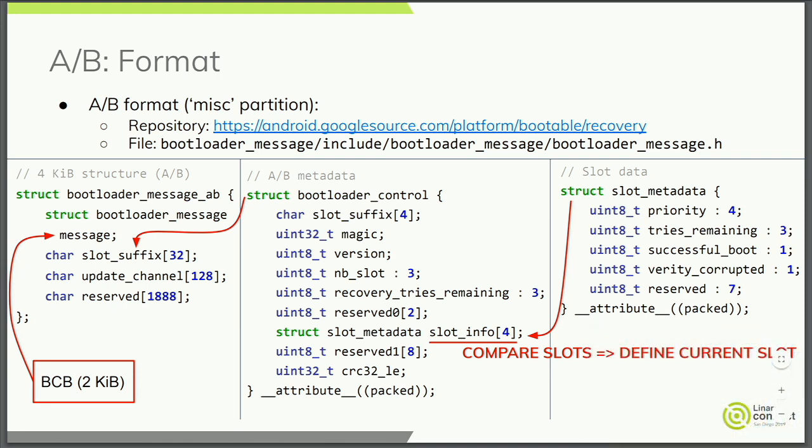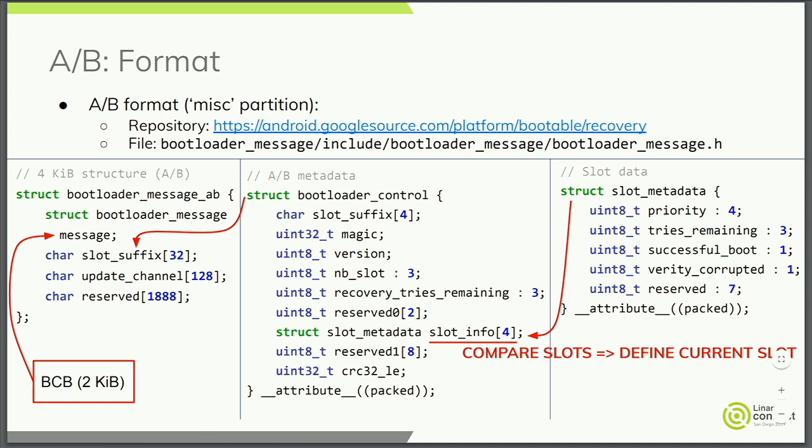It's like three crucial structures. The first one is the first 4 kilobytes of the MISC partition. It includes, of course, the BCB, the first 2 kilobytes here, like struct bootloader_message with a field called message, it's the BCB. And then after those 2 kilobytes, we have some memory area to store AB stuff. For AB stuff it is recommended to use this structure. Actually in this character array, you should store this structure, and you can just cast it to the structure.